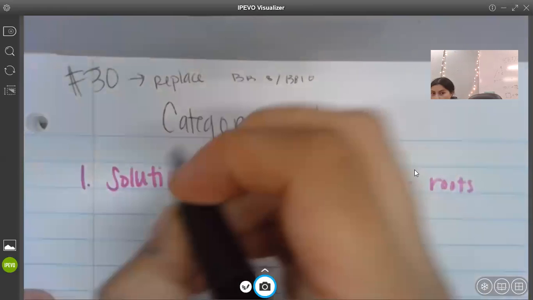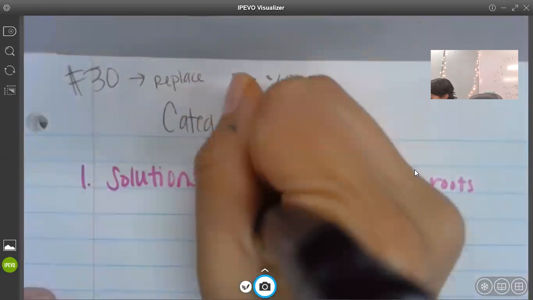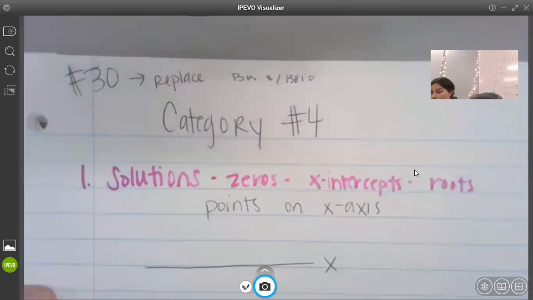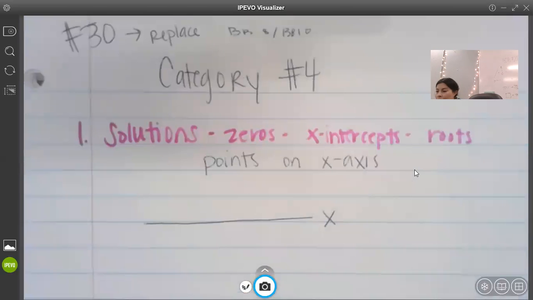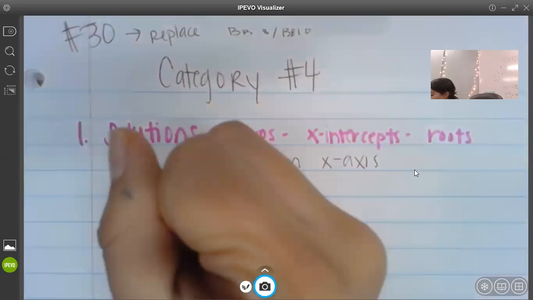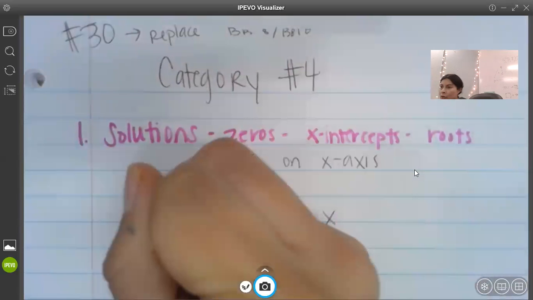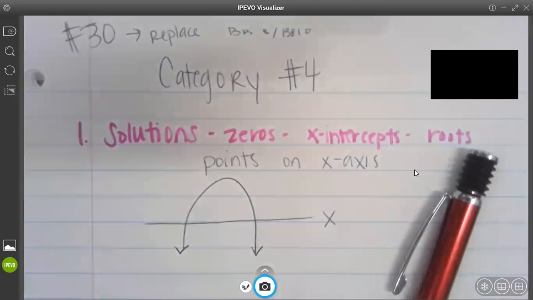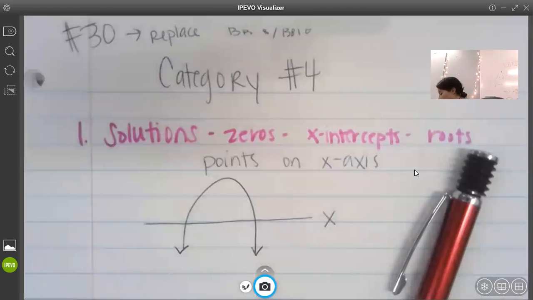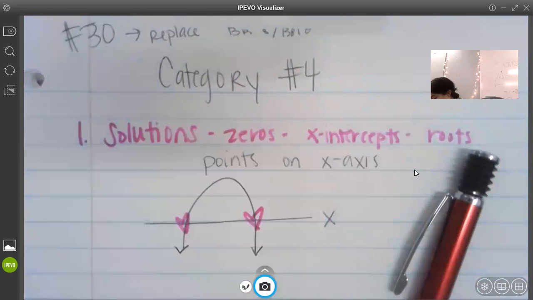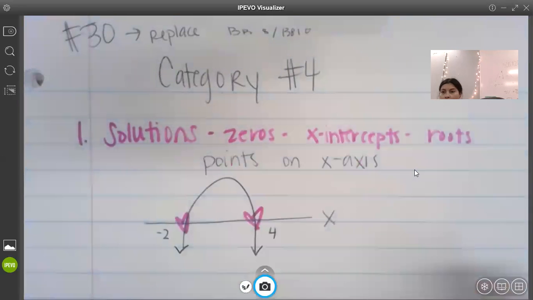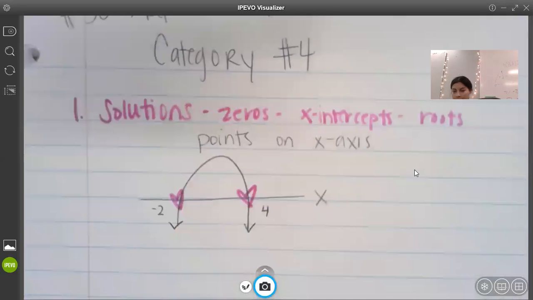So remember that your solutions are the points on the x-axis. So this is your x-axis. Wherever your graph crosses the x-axis, those would be your solutions. Say that you have a graph like this, the parabola. This is for the quadratics. So wherever it crosses the x-axis, like right here and right here, those would be your solutions. So if this was 4 and this was -2, those would be your two solutions. Okay, so let's do a practice problem with that.